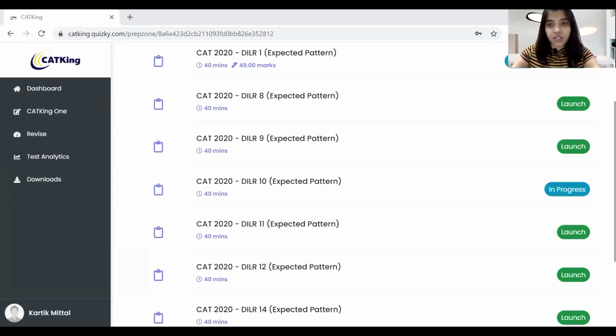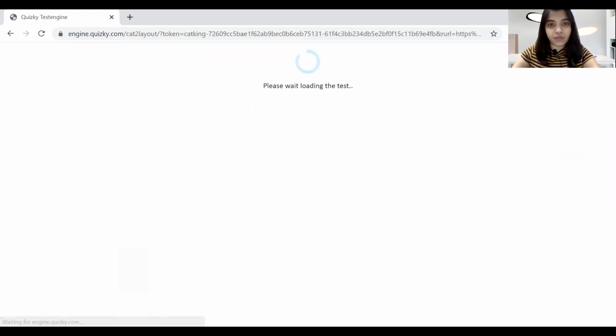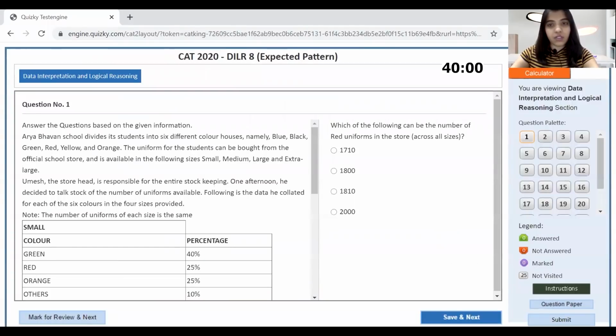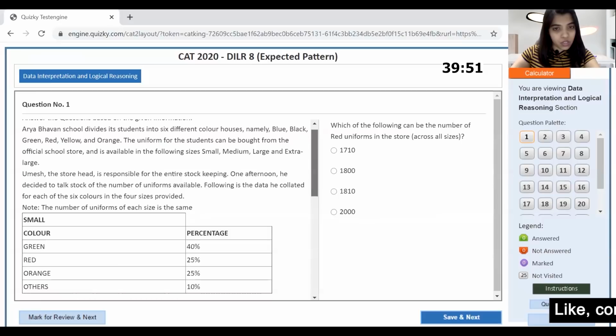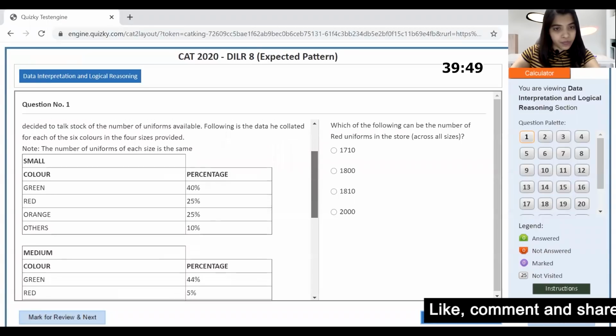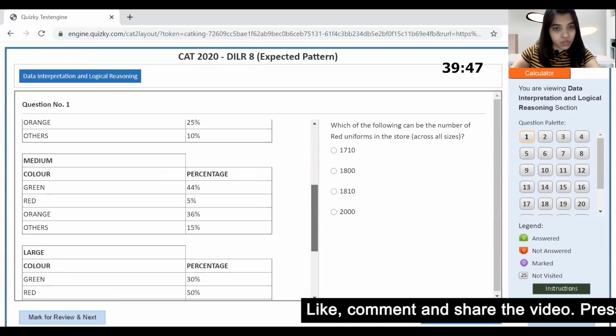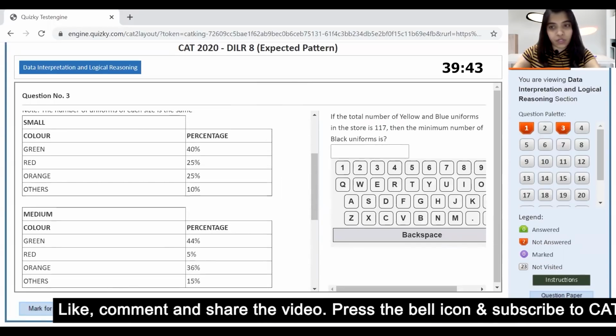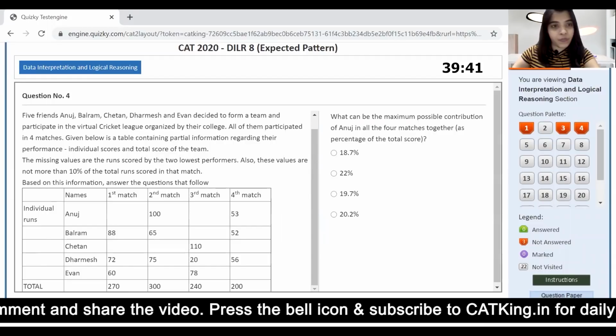All right, guys. So let's start with DILR for our C8. Right. Fine. So the first question is talking about 6 different houses. There are 4 different sizes, and there's some percentage of uniforms. It's sort of a DILR question, basic DILR. All right. So we have three questions.